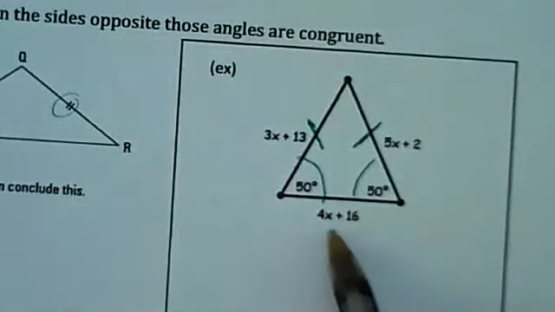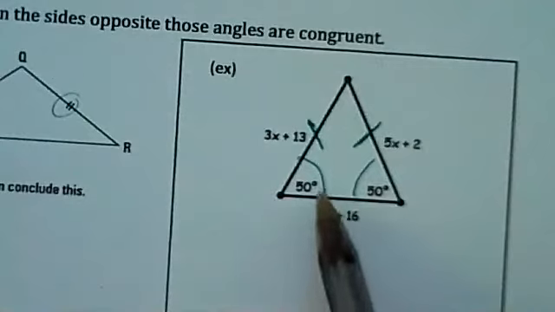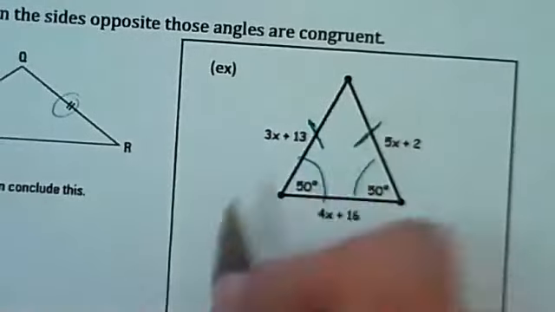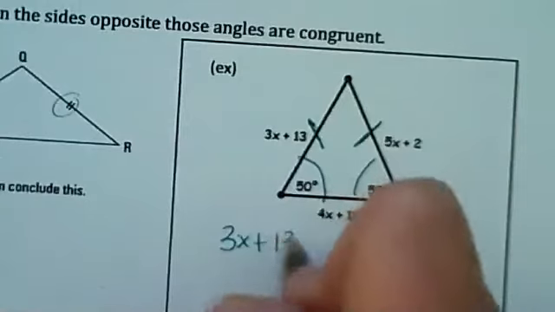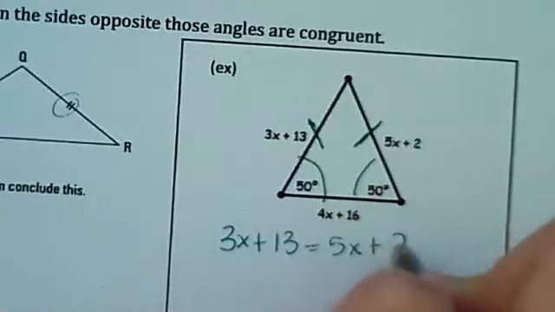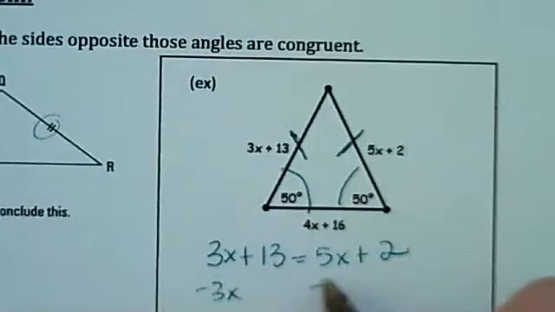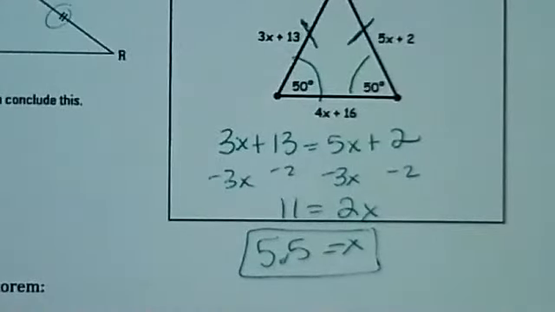We don't really need this 4x plus 16. That's just there as a distractor. So we figured out that these two sides are the same, so then you would just set them equal to each other and solve. I'm going to subtract 3x, subtract 2. So I'm going to have 11 equals 2x. So x equals 5.5. Oops, can't see what I'm doing. So that's that, and that's the converse of the isosceles triangle theorem. Again, that's when you're given that two angles in the triangle are the same, and then you are concluding that two sides are the same.